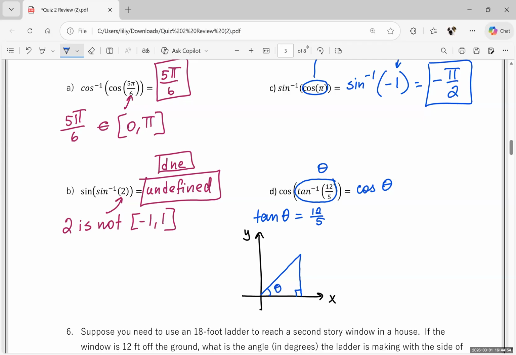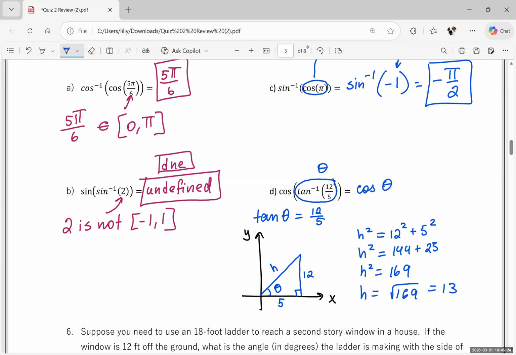This is your angle theta. Tangent is opposite over the adjacent. We need to find the hypotenuse, so we won't be able to get the cosine value. So let's go ahead. H squared equals 12 squared plus 5 squared. H squared is 144 plus 25. H squared is 169. H is the square root of 169, which is 13.